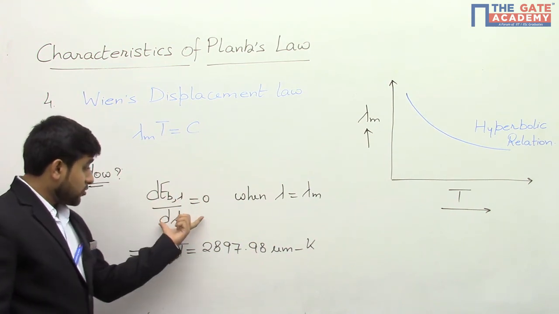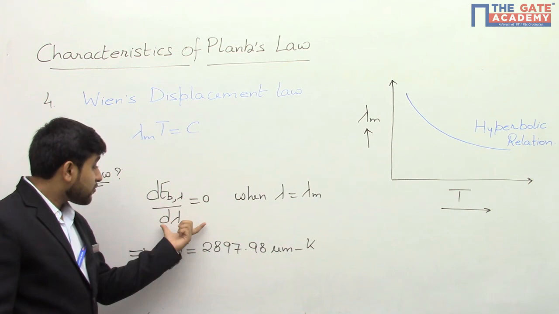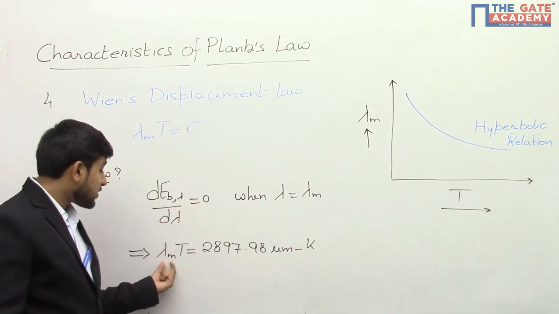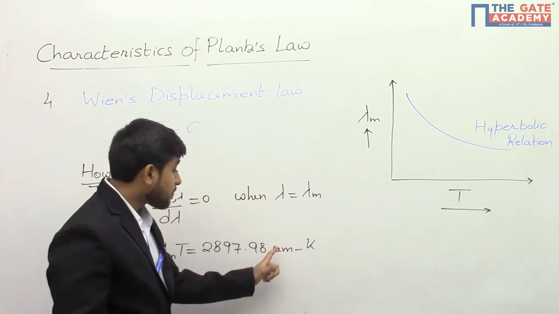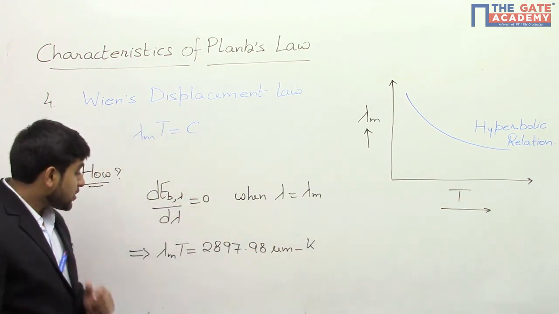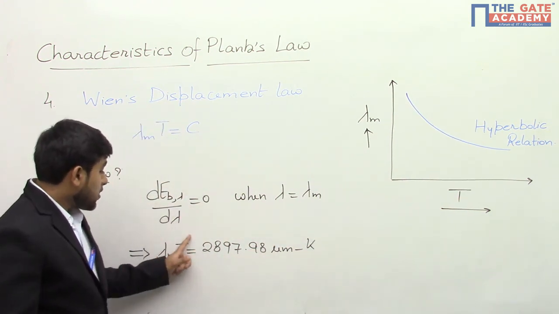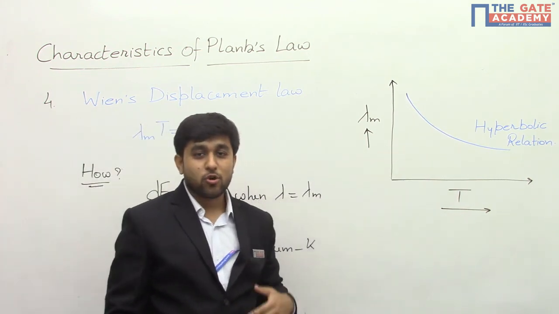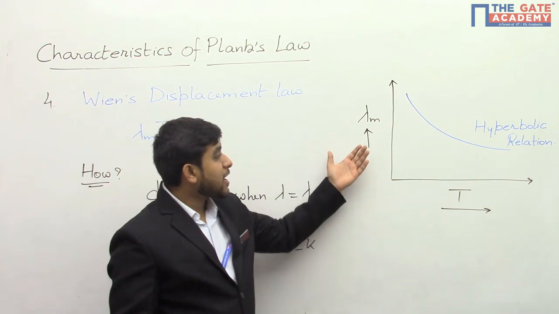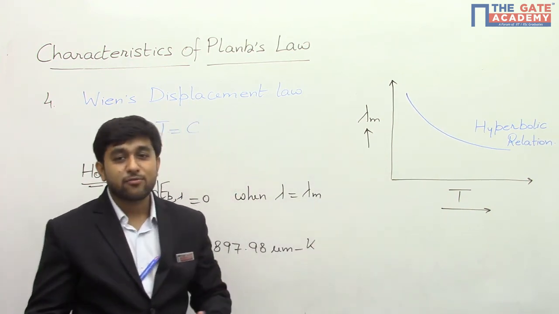When you solve this equation, you will find that lambda m T is equal to 2897.98 micrometer Kelvin. So this means that the relationship between lambda m and T is a hyperbolic relationship. So obviously when temperature increases, lambda m decreases and vice versa.